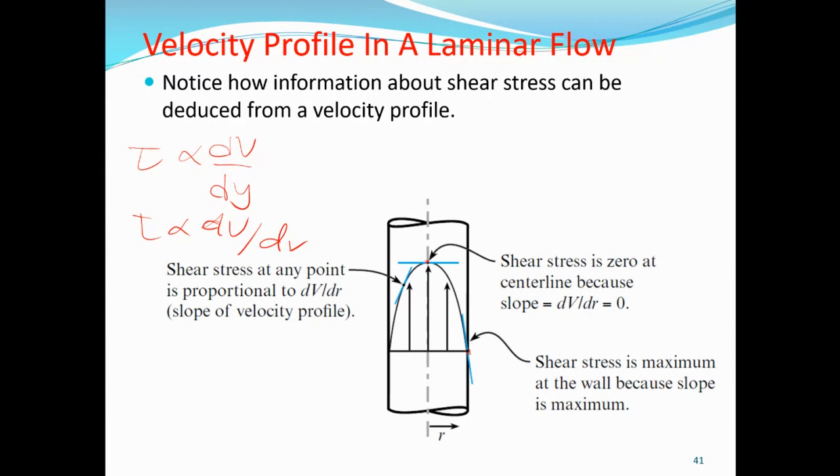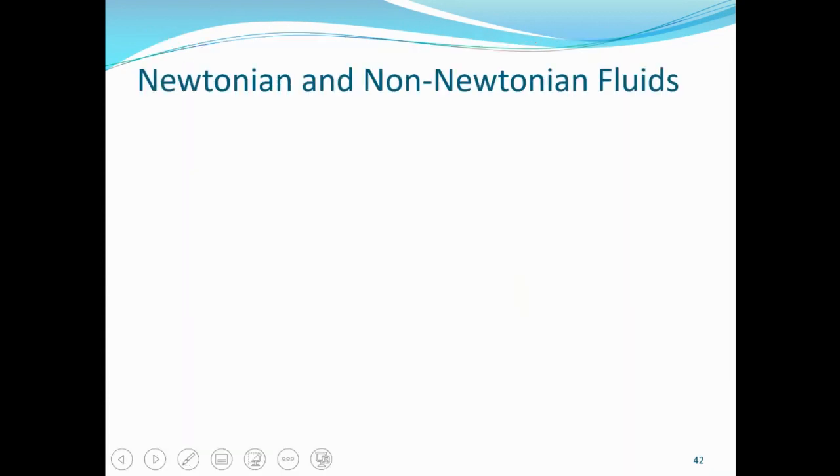We have the axial location and the radial location. So this is the axial, this is the radial. Here r is 0, and then it increases this way. So which is the slope of the velocity profile? The shear stress at any point is proportional to dV/dr.